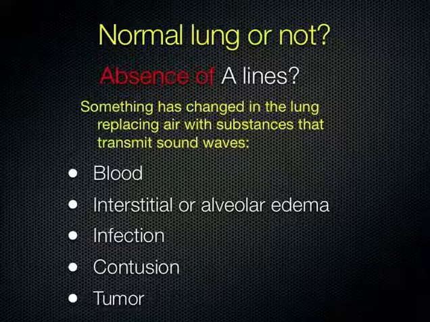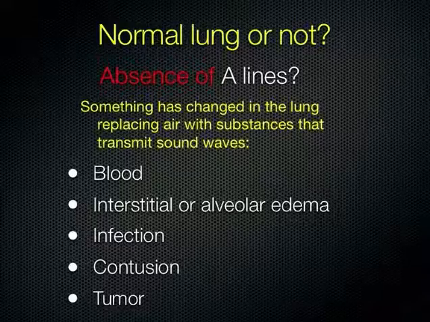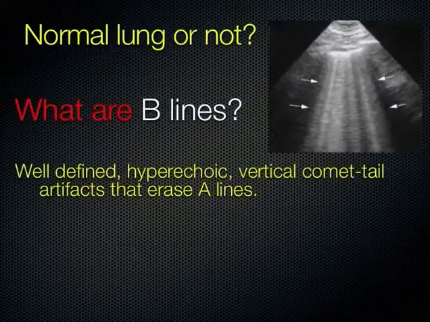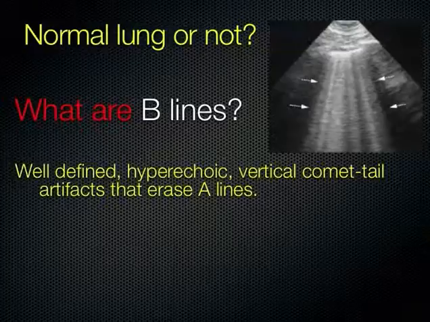That could be blood. It could be edema, infection, contusion, tumor. Any number of things can obliterate the A lines, and then you have to start thinking what has taken its place. So now we're going to get into what are B lines. B lines are actually vertical artifacts that erase the A lines. So the normal aerated lung has A lines, but if you have B lines, these are artifacts created by fluid in the lung that will obliterate the A lines.